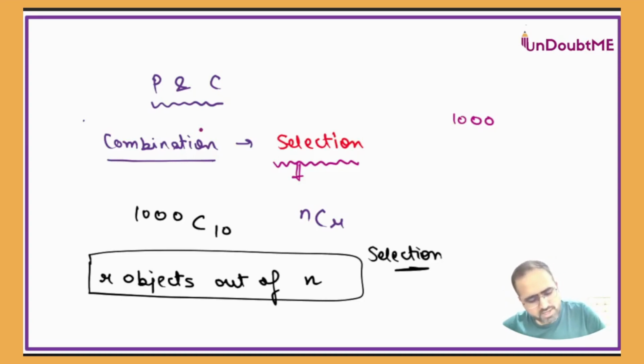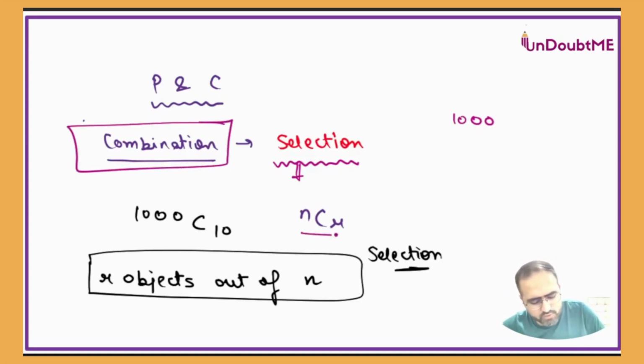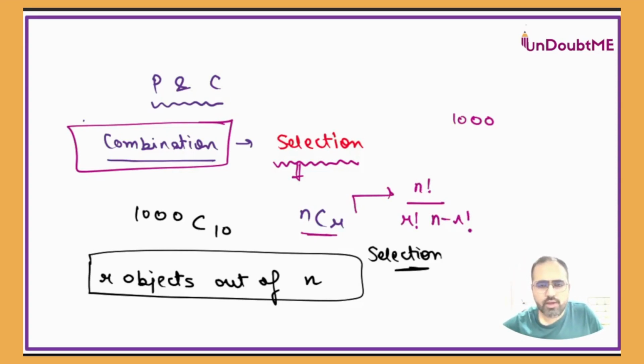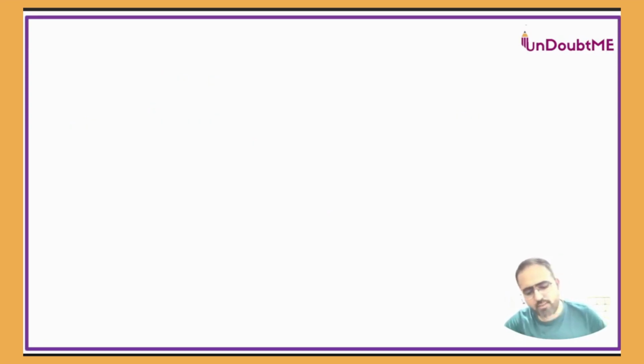Clear, sir. So combination is just a selection. How do we solve nCr? For that we have a formula: n factorial upon r factorial times n minus r factorial. You may not require this formula because you can use a calculator directly, but in your head you should be clear about the meaning of combination. Where else do we use combination? I can give one more example.